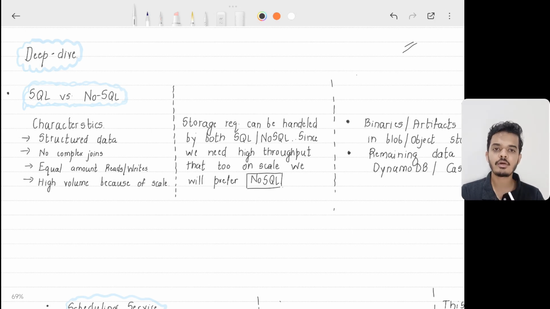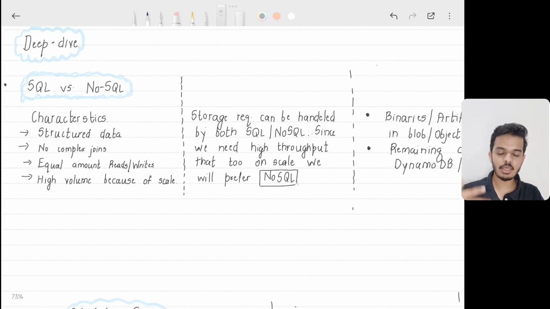So we now have a high level idea of how our service looks like. Now let's discuss the details of this service. How would the job submission service and job execution service look like in depth? The very first thing we need to discuss is what should we be using. Should we be using SQL or NoSQL?